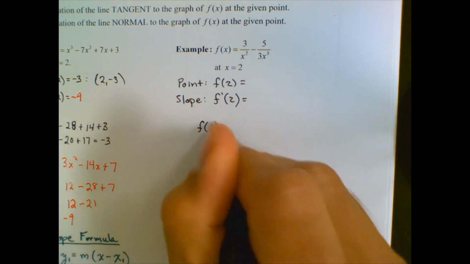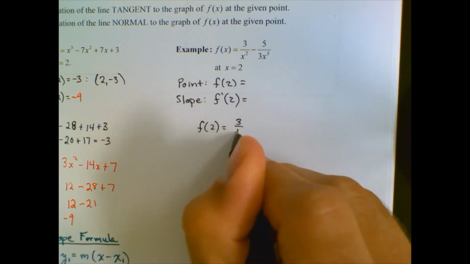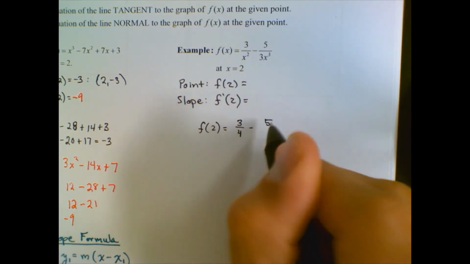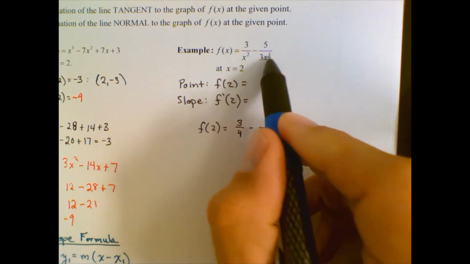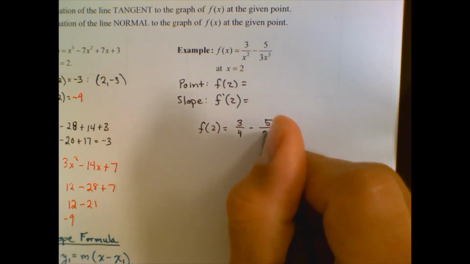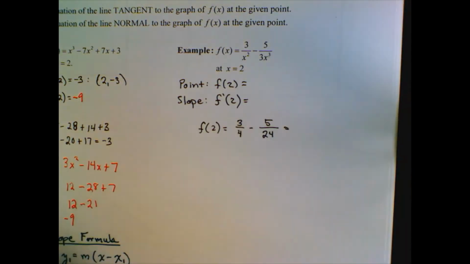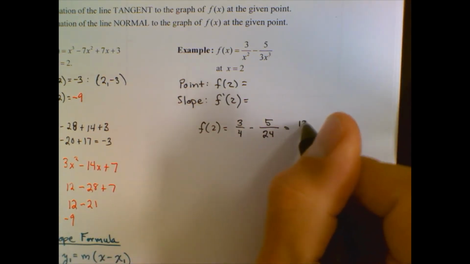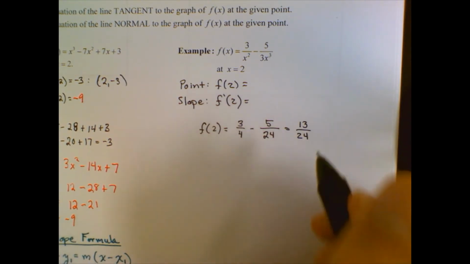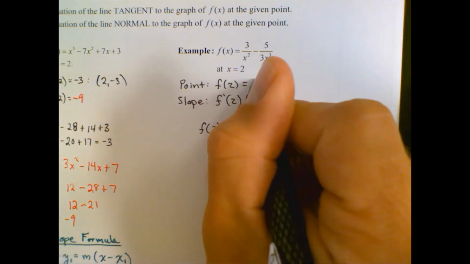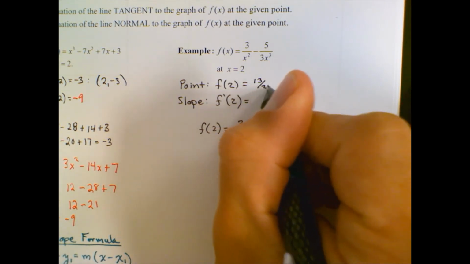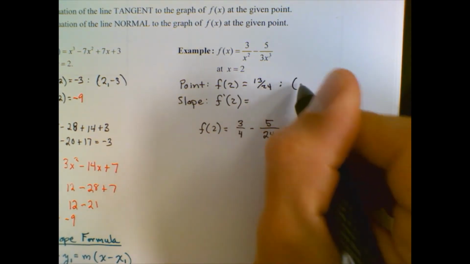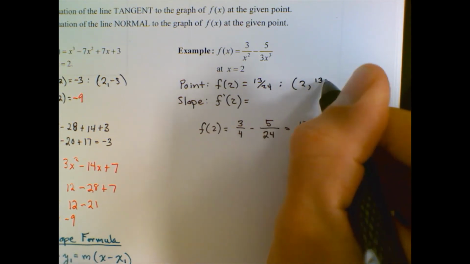So let's go ahead and find the point. f of 2 will be 3/4 minus 5 over, it looks like 3 times 8 on the bottom, that'll be 24. And using a calculator, you can get that 3/4 minus 5 over 24 is, drum roll, 13 over 24. So another way you could have written this point is 2 comma 13 over 24.